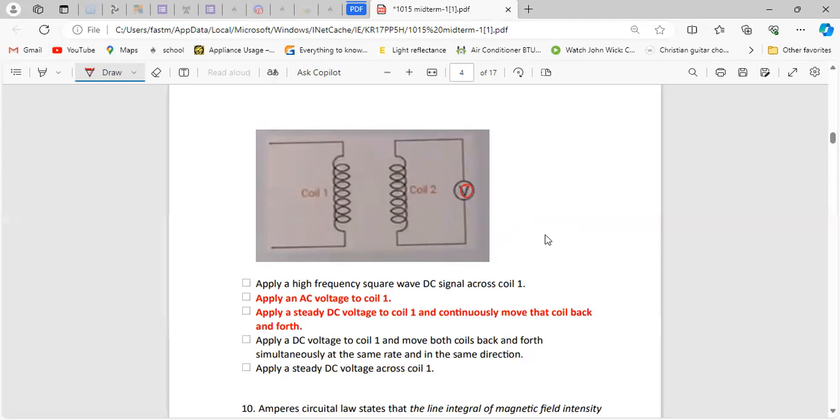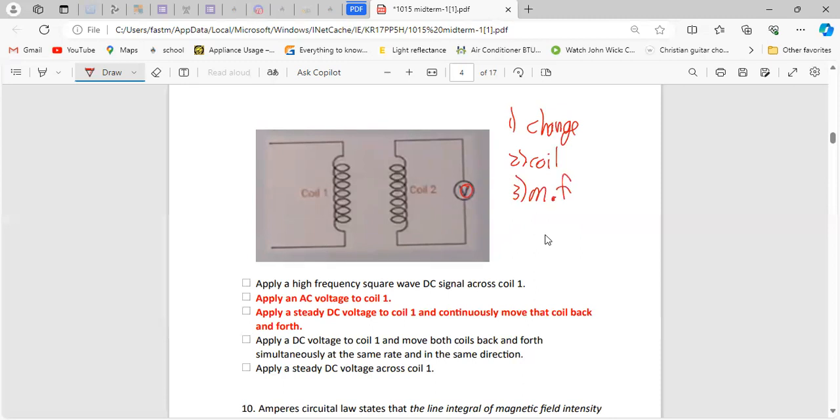So Faraday's law states that when there is a change in the magnetic field going through a coil, a voltage is induced. So let's keep that in mind. You need a change, you need a coil, and you need a magnetic field. Keep those three things in mind.